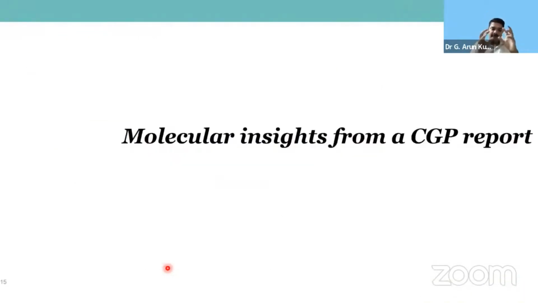enrolled in this trial, the patient will definitely benefit from it. Now, having seen the various parts of the report, I will deep dive into what are the various molecular insights one can get from a CGP report.